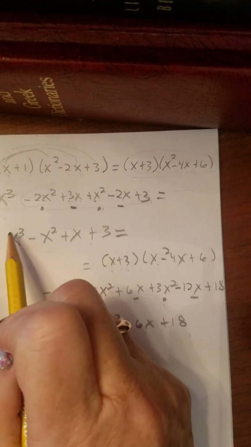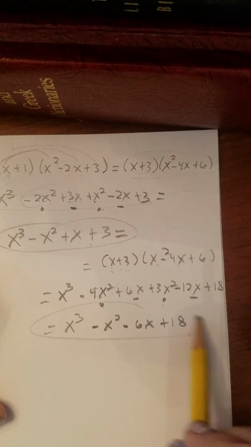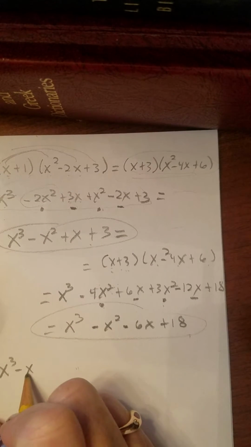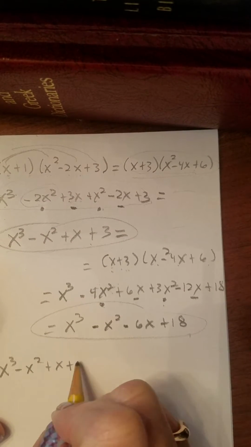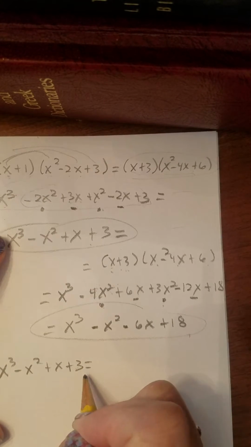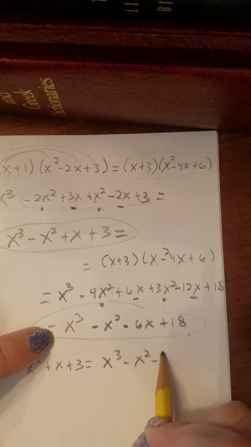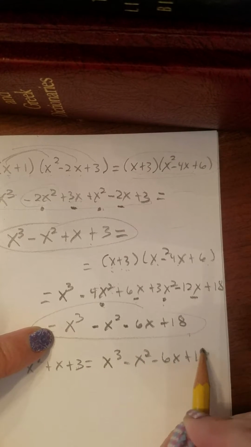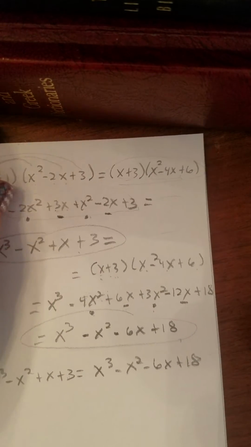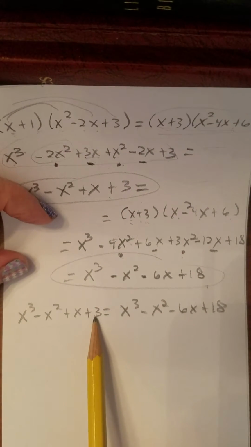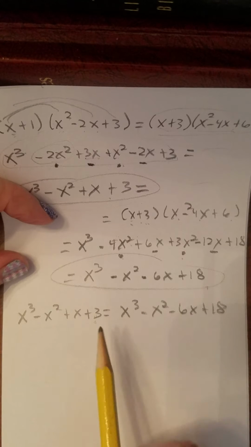So now I'm going to take my left side and my right side, and I'm going to write it down here. X cubed minus x squared plus x plus 3. That's that one. Then I'm going to do this one. X cubed minus x squared minus 6x plus 18. Now I've got everything back to where it needs to be. So we have now simplified the left side. We've simplified the right side.